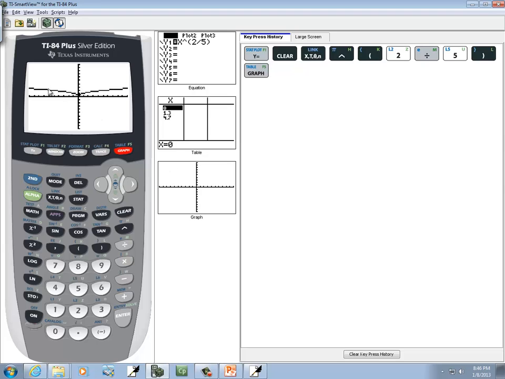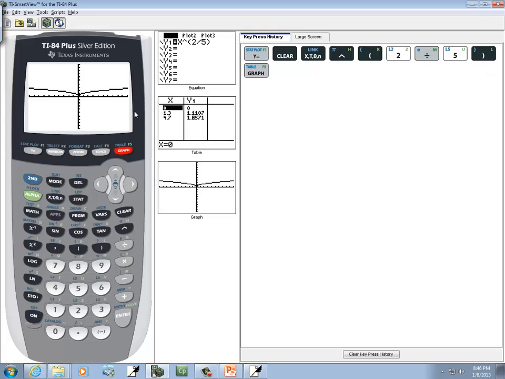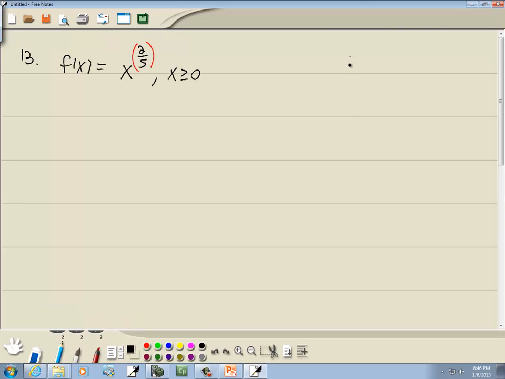You'll notice it fails the horizontal line test. I can draw a horizontal line here that intersects at 2 or more places. That's why we're only looking at the right-hand side, where x is greater than or equal to 0. So what we're looking at, see if I can sketch this halfway decent, we're only looking at this piece right there, which is one-to-one.